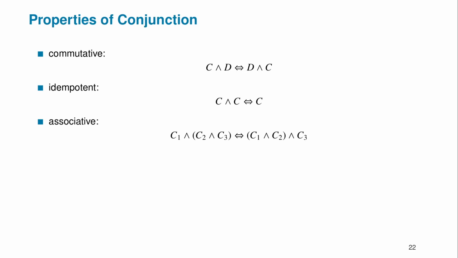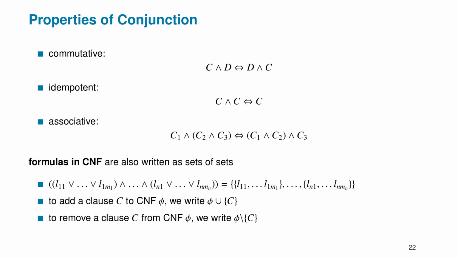Again we have some properties here. Conjunction is also commutative, so the order of clauses doesn't matter. It's idempotent, we can remove duplicate clauses. Associative, we can put parentheses in arbitrary order, and in consequence formulas in CNF can also be written as sets of sets, and this gives a very convenient data structure for the implementation of formulas in CNF. And to add a clause C to a CNF, we can use the union operator again, and to remove a clause we can also do this by taking the clause out of the set.